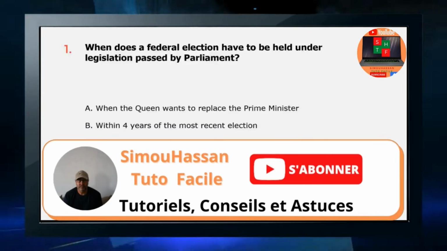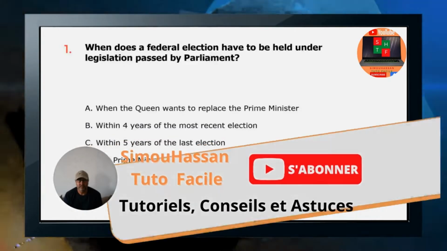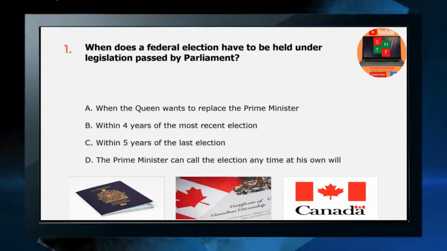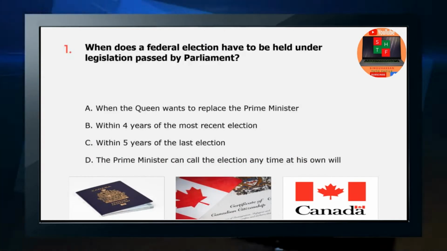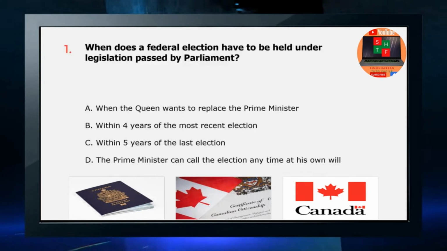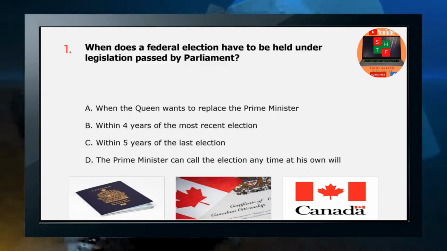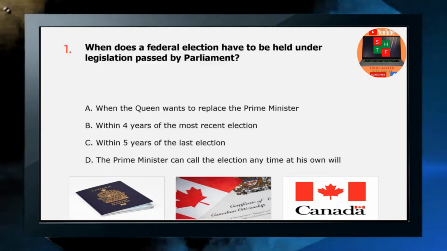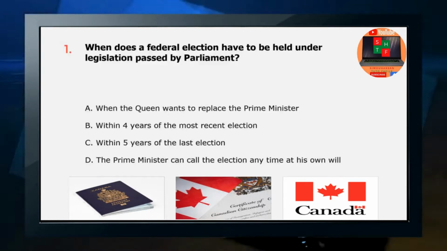When does a federal election have to be held under legislation passed by Parliament? A. When the Queen wants to replace the Prime Minister. B. Within 4 years of the most recent election. C. Within 5 years of the last election. D. The Prime Minister can call the election anytime, at his own will.